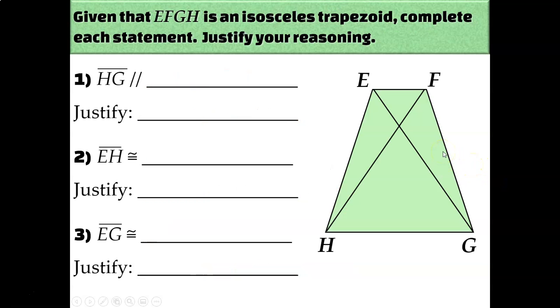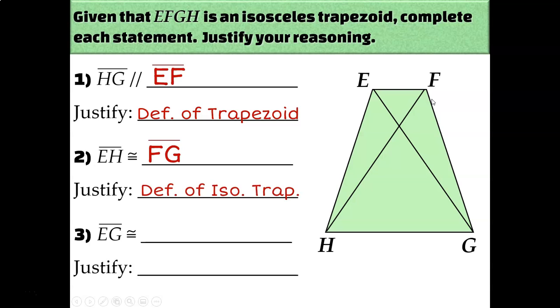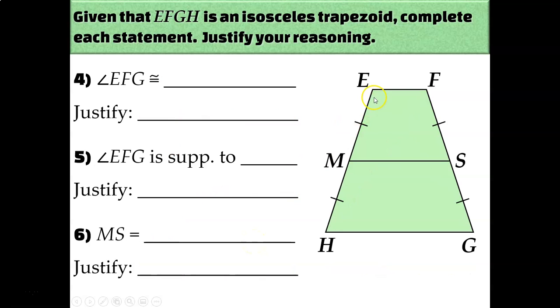Our next trapezoid is isosceles though. EFGH is an isosceles trapezoid. So HG would have to be parallel to EF, that's just the definition of a normal trapezoid. But this time we can say that EH is congruent to FG because of the definition of isosceles trapezoid. Those are the two non-parallel sides, and if it's isosceles, then they have to be congruent. And since it's isosceles, we also know the diagonals are congruent, so diagonal EG would have to be congruent to diagonal FH.